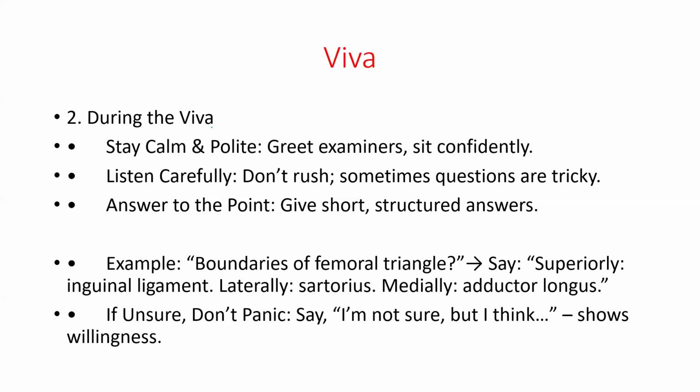Now you have this example, boundaries of the femoral triangle. If this is a particular question, you can just start. The femoral triangle is located in the anterior medial part of the upper thigh, and it is bounded superiorly by the inguinal ligament, laterally by the sartorius muscle, medially by the adductor longus muscle. So this is a short question, no? Then you can stop.